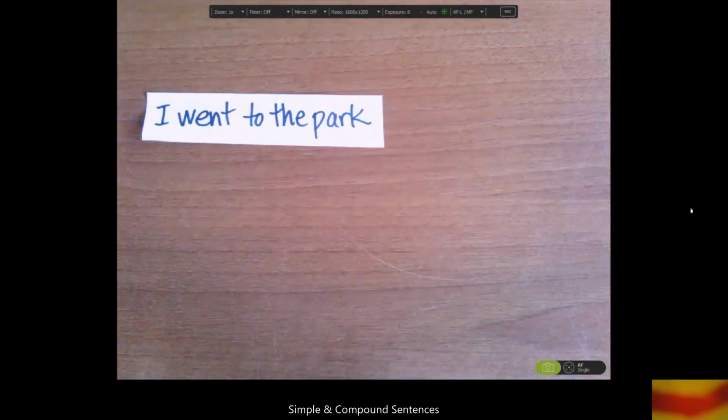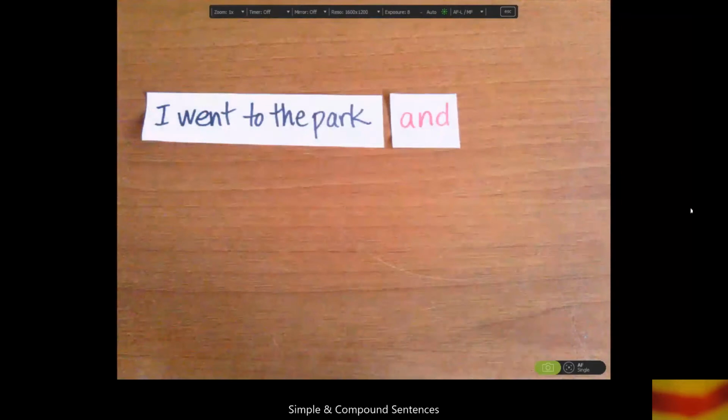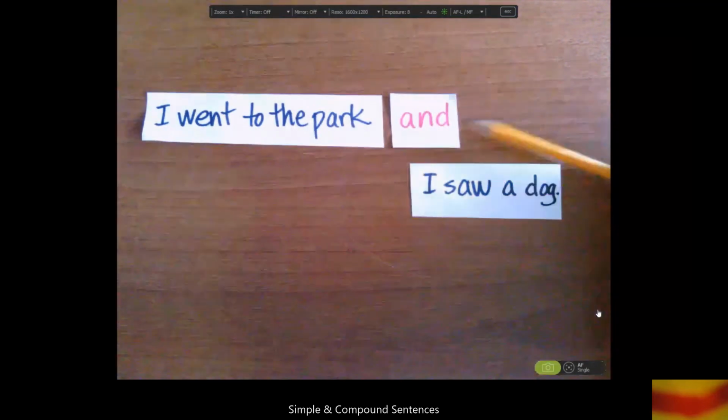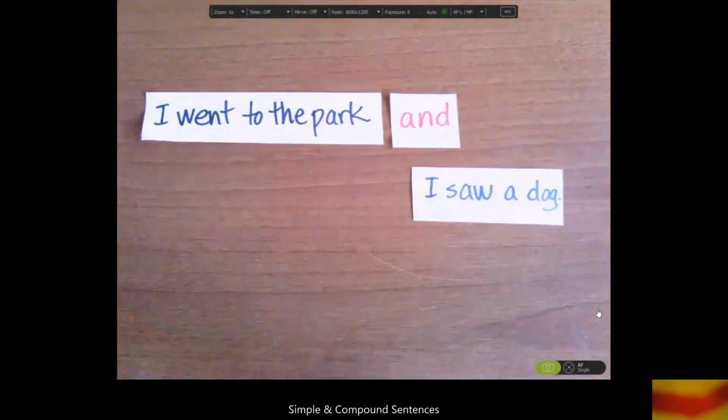Here's the example from the video. I went to the park and I saw a dog. So and connects two simple sentences, making a compound sentence.